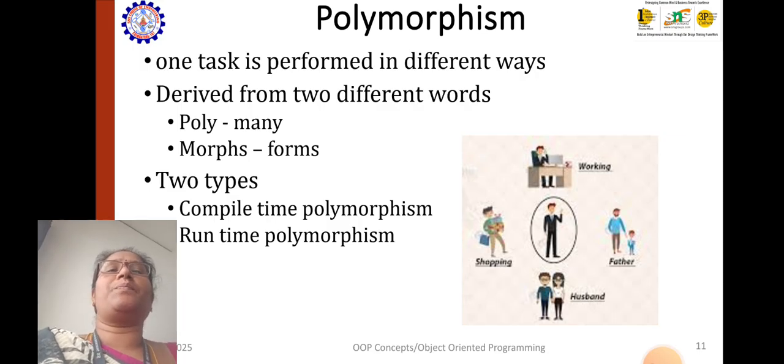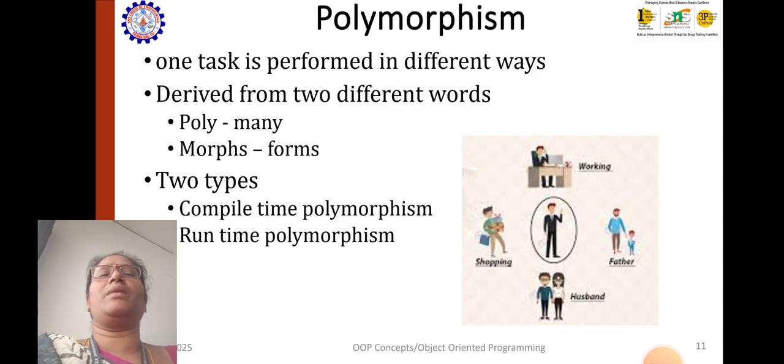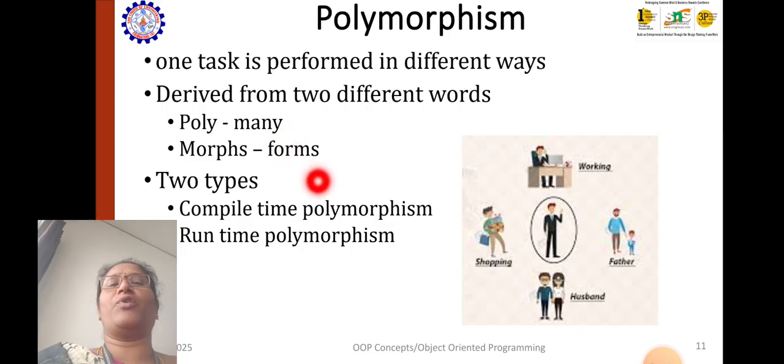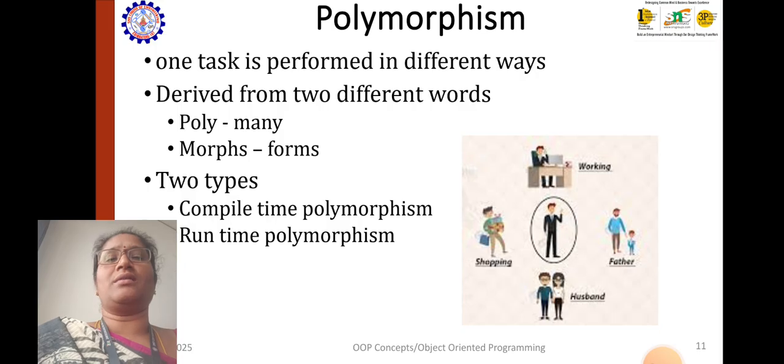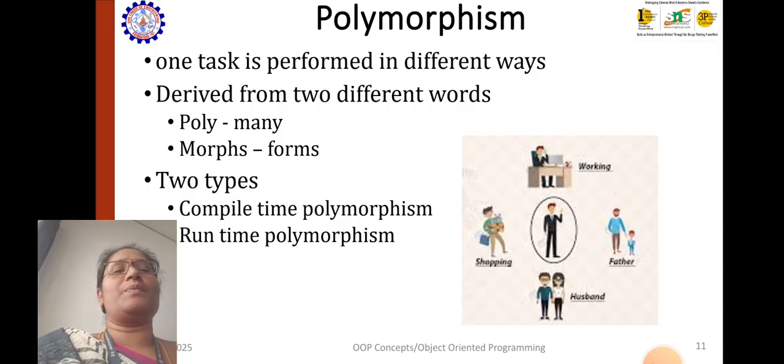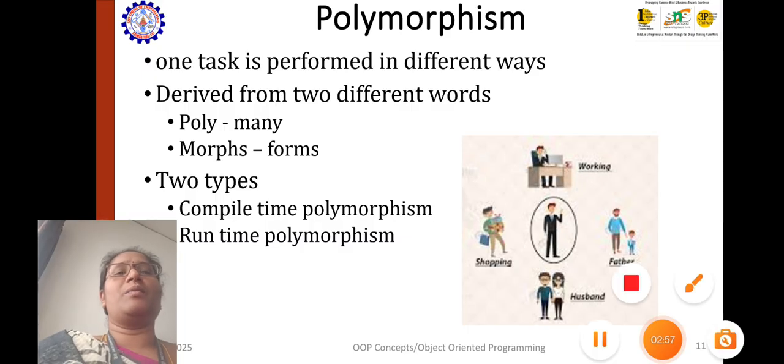The next one is polymorphism. Polymorphism means a single form can have different meanings, or one task is performed in different ways. It is derived from two words: poly means many, morphs means forms. There are 2 types of polymorphism supported in object-oriented programming languages: compile time polymorphism and runtime polymorphism.